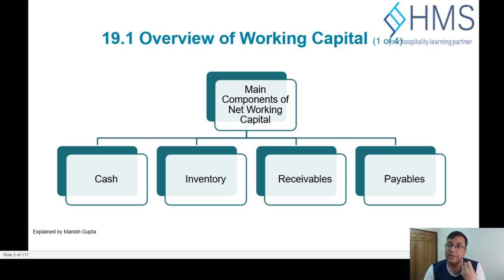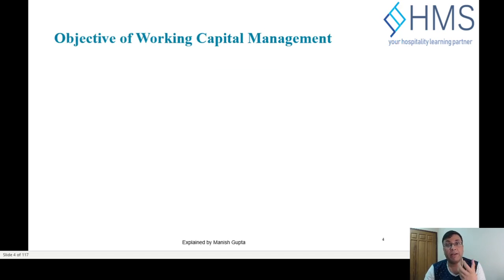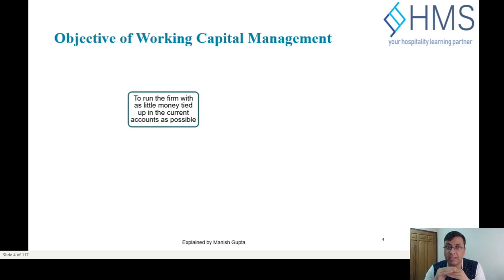Now, why is it important for us to manage working capital, and what is the objective of working capital management? The objective is to run the firm with as little money tied up in current assets as possible. If you have learned financial analysis in my other classes, you will see there are asset turnover ratios, asset utilization ratios, and return on assets ratios. Return on assets or asset utilization ratios usually use the productive assets, which are used in producing the goods and services that the company is selling.